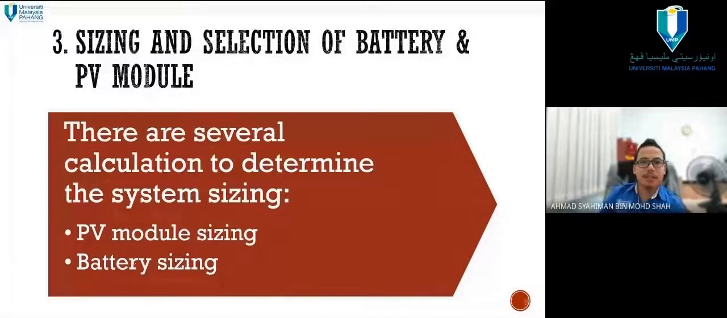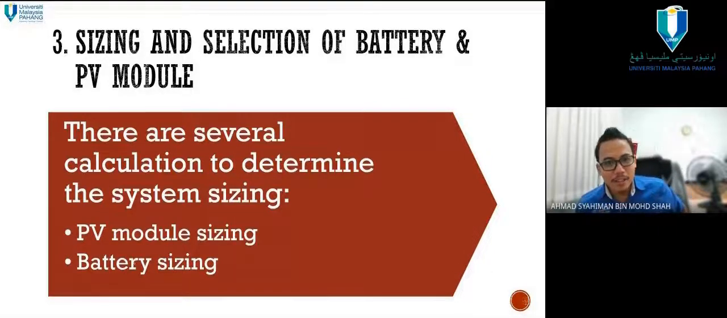So next is the sizing and installation of the battery and PV module. Usually I need to start early today because I have a meeting shortly. Okay, there are several calculations to determine the system sizing. One is the PV module sizing and the other is battery sizing. First of all is the PV module sizing.